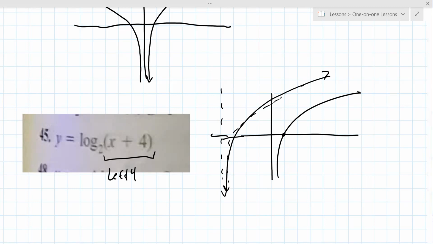Oh, okay. So it moves over to the left. Okay.